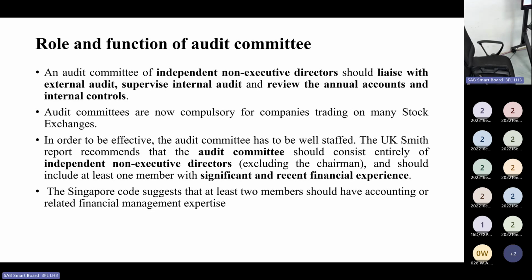Audit committees are now compulsory for companies trading on many stock exchanges. Now you're going to study the Sri Lankan corporate governance framework. For us, companies listed on the Colombo Stock Exchange need to have an audit committee. It's a must, compulsory. The corporate governance code, which was made by the Institute of Chartered Accountants of Sri Lanka, 2017 being the latest one, is not mandatory.